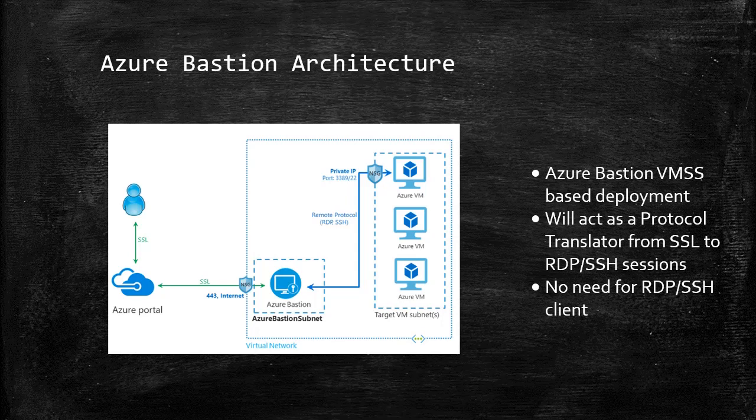Azure Bastion is a VMSS based deployment which gets deployed in a different subscription which is managed by Azure, and you just have a management portal or a management blade where you can control Bastion. So when you use Bastion, you don't need an RDP or SSH client to do it. Basically, you can just use Bastion from the portal itself.